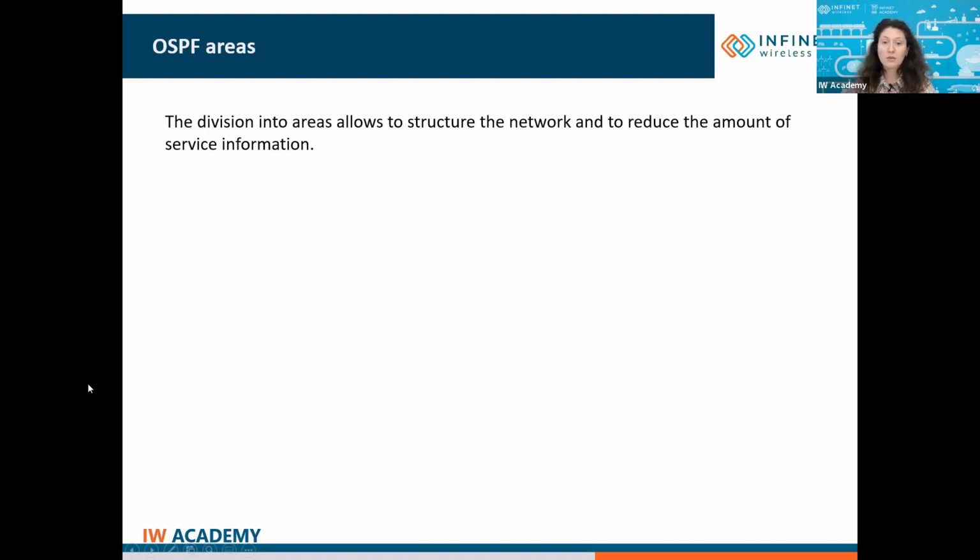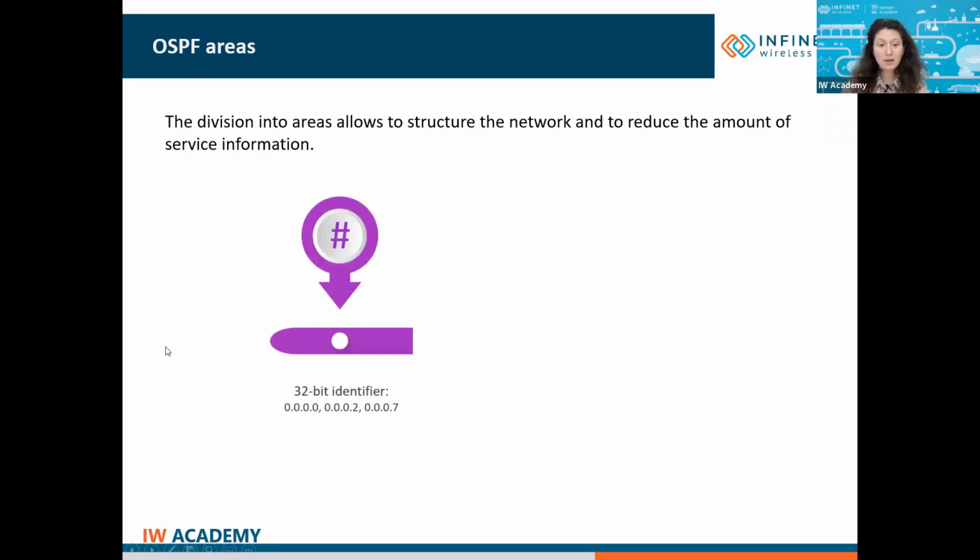The system within which OSPF operates can be divided into several OSPF areas. The division into areas allows you to structure the network and to reduce the amount of service information. The areas have the following characteristics. Each area has a 32-bit identifier that is recorded in the IP address format. You can see 3 examples of valid area identifiers that look just like an IP address.